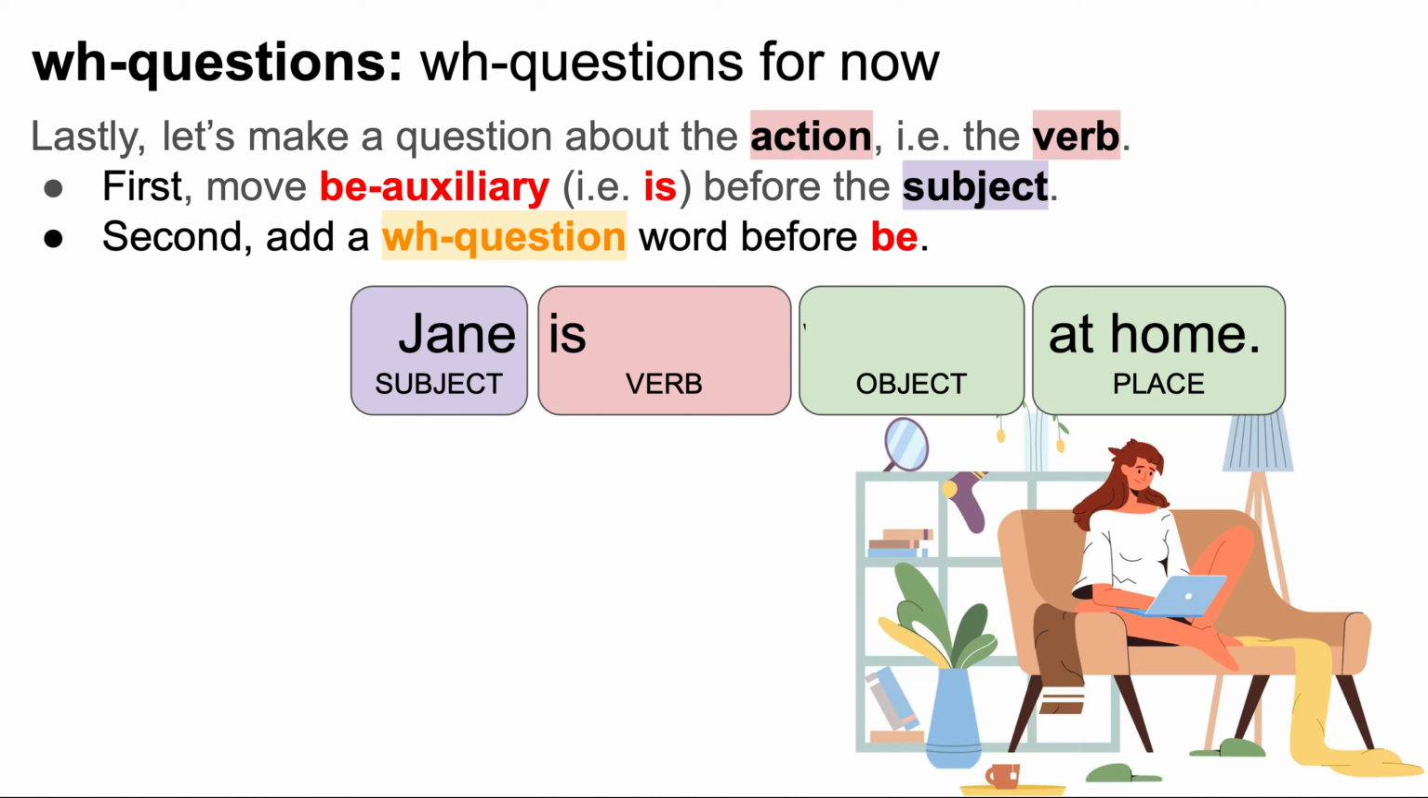Now, lastly, let's make a question about the action, the verb. We know Jane is at home. Remember that we're going to move the be auxiliary before the subject. Here the be auxiliary is. So, is Jane at home?